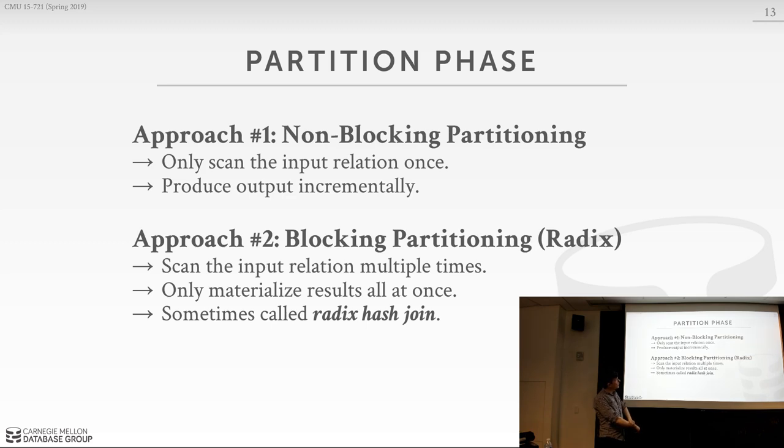With non-blocking, you basically scan through each input relation once, and they're going to populate their partitions, and then they'll go back and reconcile things later on, and sort of build it out incrementally. But blocking partitioning, also sometimes called radix partitioning, is that we're going to end up scanning the input relations multiple times, and then we only end up materializing the results all at once at the very end. So we can do this bit by bit, but this one is get one final output.